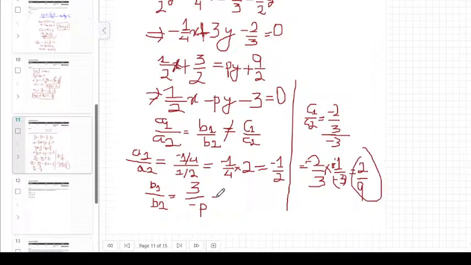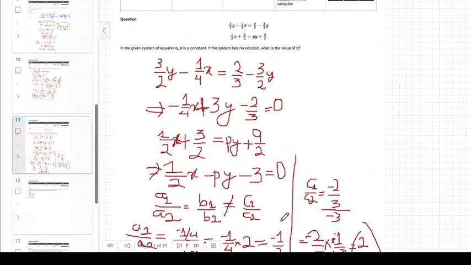But this should be equal to a1 by a2, which is minus 1 by 2. So then 3 by minus p is equal to minus 1 by 2. The negatives cancel out and we'll have p is equal to 6. So p should be equal to 6. So 6 is the correct answer.